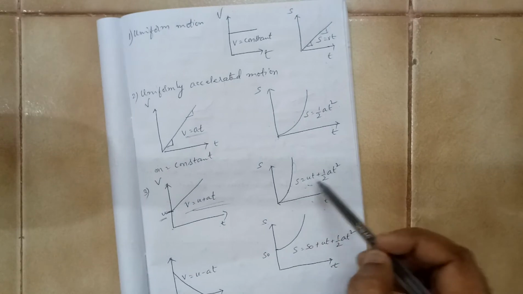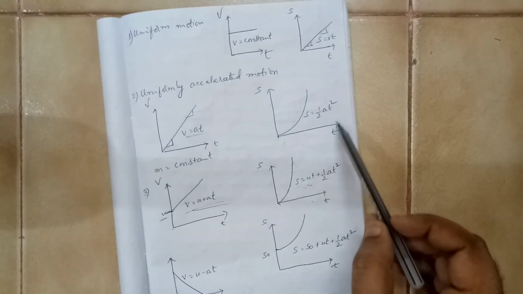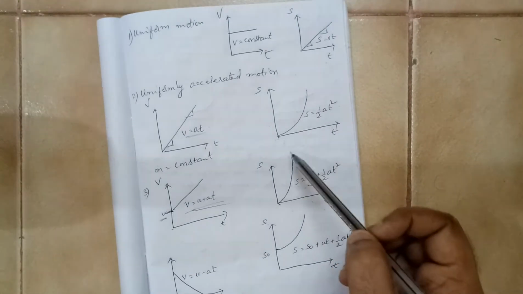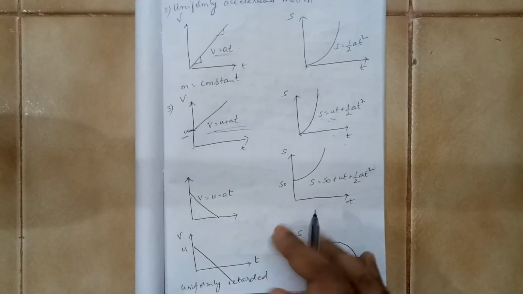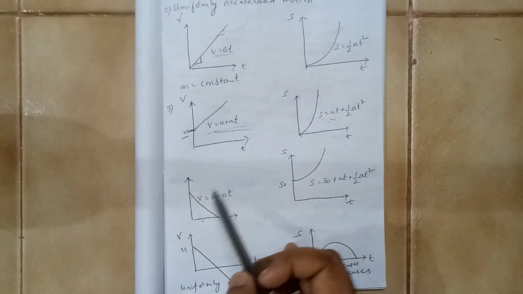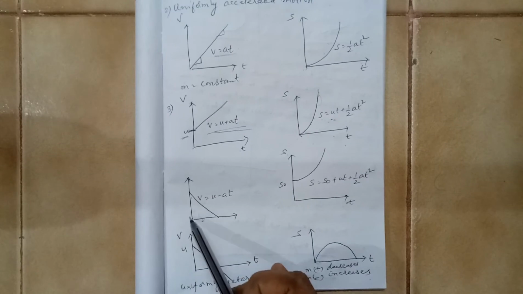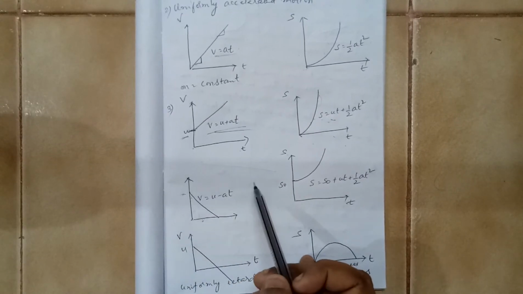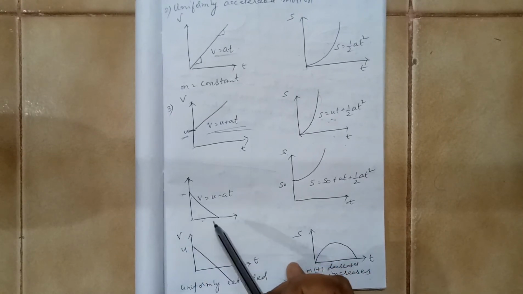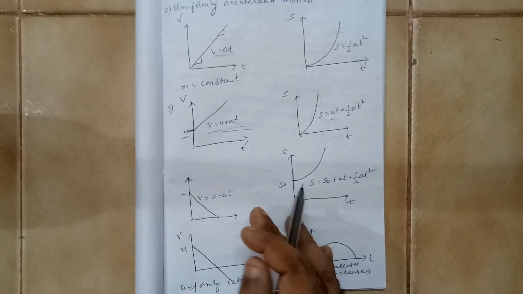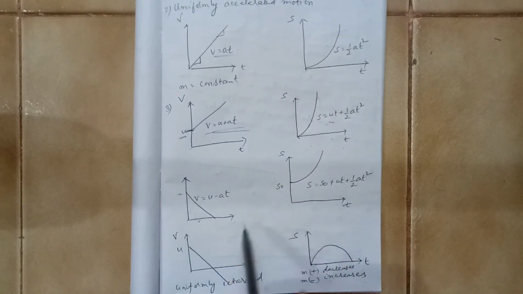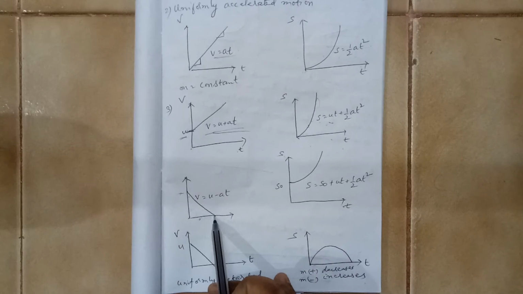So know the difference between the graph shapes of S is equal to ut plus half at square and S is equal to half at square. Suppose this type of graph is there. When t is equal to 0, it has got some velocity, and from there it is decreasing. So it is a case of retardation. And finally you see the graph stays at this point only.